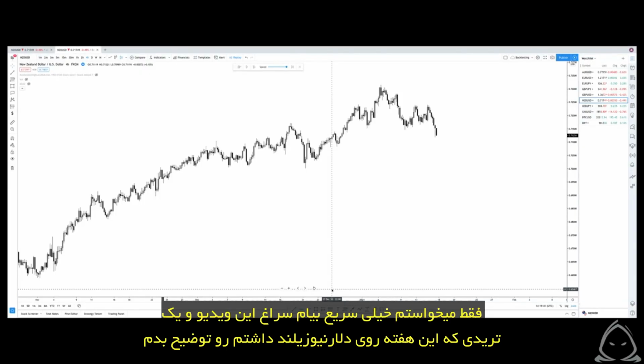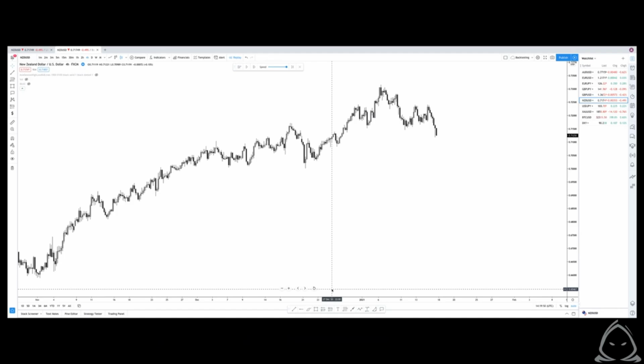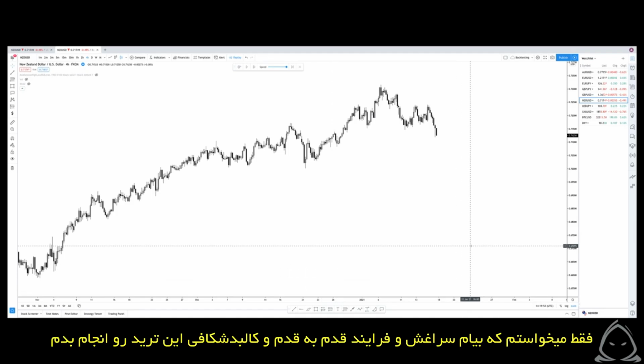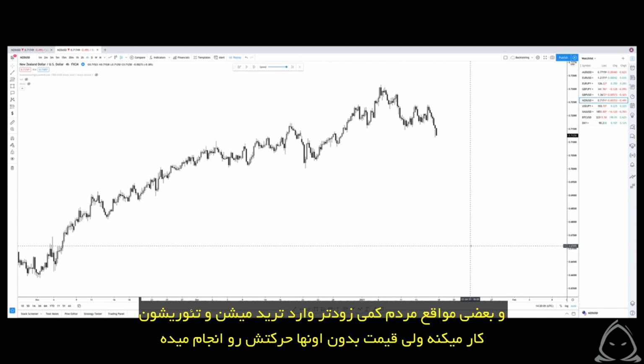Just wanted to hop on here quickly and go through a trade from this week on New Zealand dollar. I know a lot of you guys took this trade, and there are some amazing case studies in the community already. I just wanted to hop on and go through it step by step and the breakdown of the overall process. The reason for this is I had a few DMs asking how do you identify order flow.